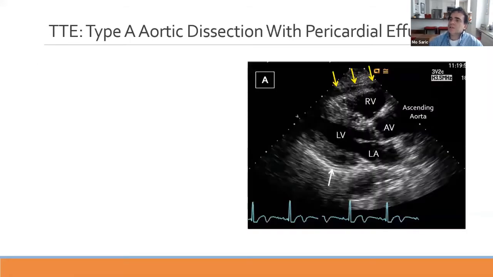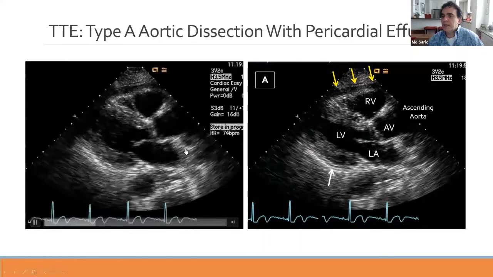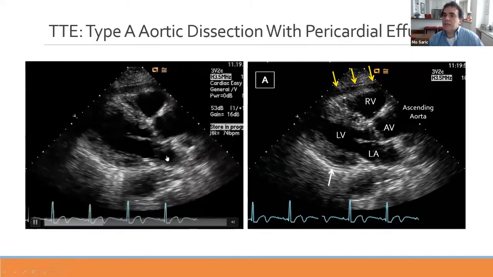What are the complications of type A aortic dissection that we can visualize by transthoracic echocardiography? One of the most important is the recognition of pericardial effusion, because the proximal aorta as well as the proximal pulmonary artery are intrapericardial, and therefore type A dissection can lead to extravasation of blood into the pericardial space. Here on a still image, yellow arrows point to pericardial effusion in somebody with the type A aortic dissection.